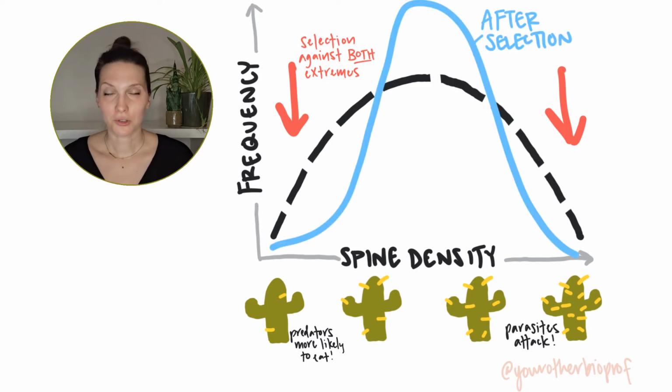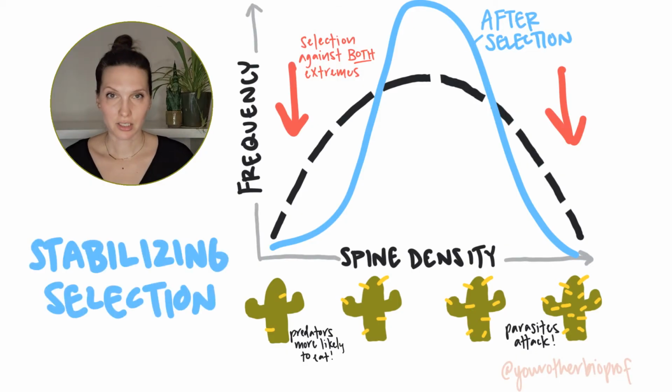Over time, the phenotypic distribution shifts toward a moderate spine count. Not too many, not too few, just enough to balance out both risks. This is stabilizing selection, selective pressures acting against the extremes, favoring the intermediate phenotype.